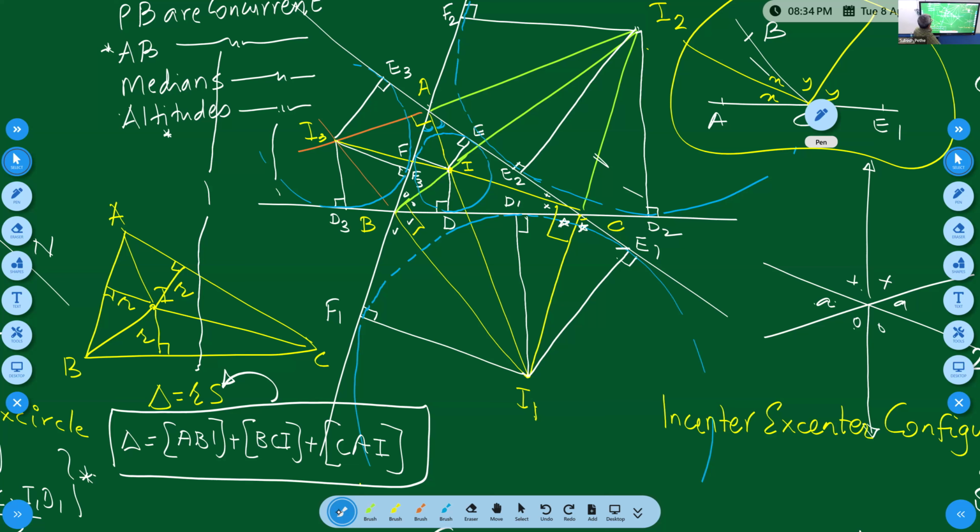AF3. S minus B. Correct. Very good. Madhura madam, AE2. Can you repeat? AE2. S minus C. Correct. Then Vrushali madam, CE1. S minus B. Very good.